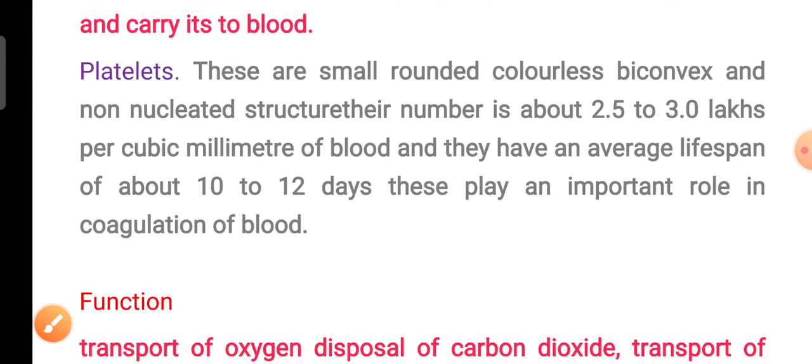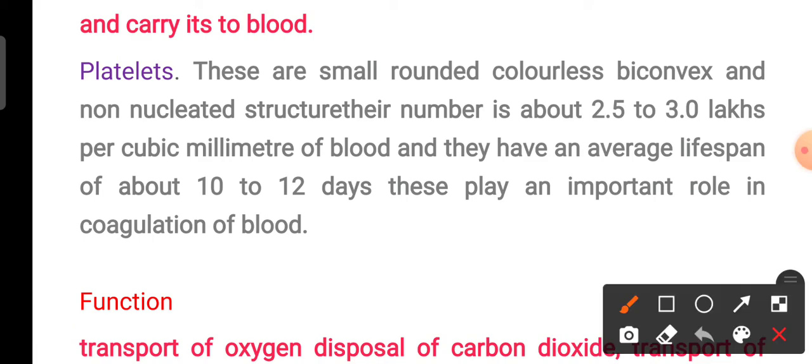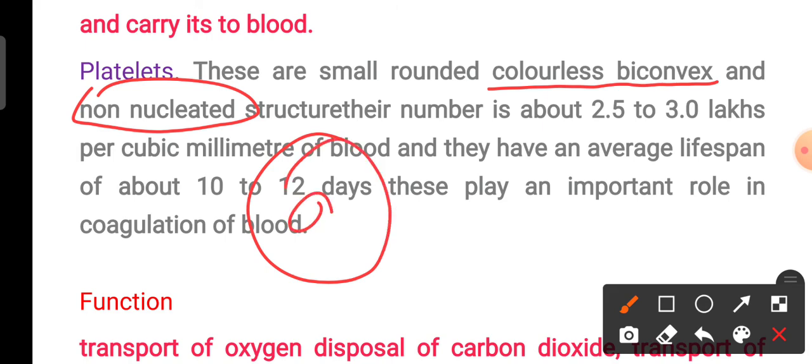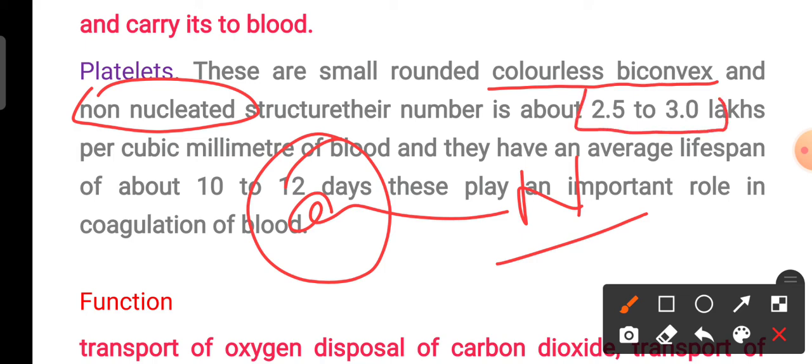So here is the platelet. Okay, platelet, that is one of the coagulating elements, which is colorless, biconvex in structure and non-nucleated. यानी इसमें जो cells होता है platelet, इसमें nucleus नहीं होता है. And the number is about 2.5 to 3.0 lakhs. यानी इसमें ज़्यादातर 2.5 से 3 लाख तक पाया जाता है, numbers of platelets per cubic millimeter of blood.